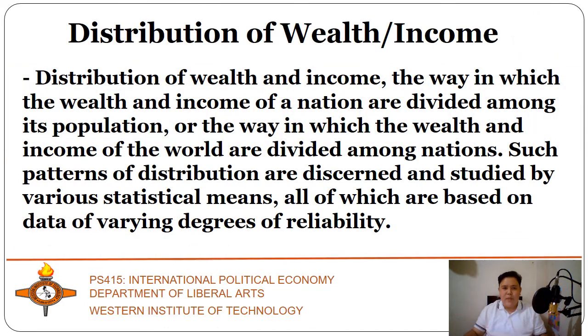So what is distribution of wealth and income? Distribution of wealth and income is the way in which the wealth and income of a nation are divided among its population, or the way in which the wealth and income of the world are divided among nations. Such patterns of distribution are discerned and studied by various statistical means, all of which are based on data of varying degrees of reliability.